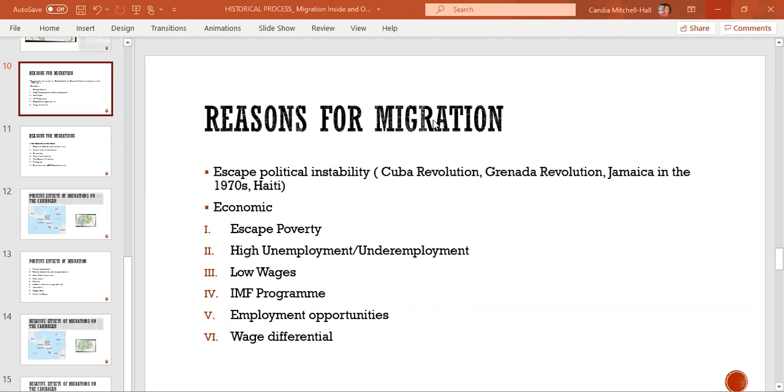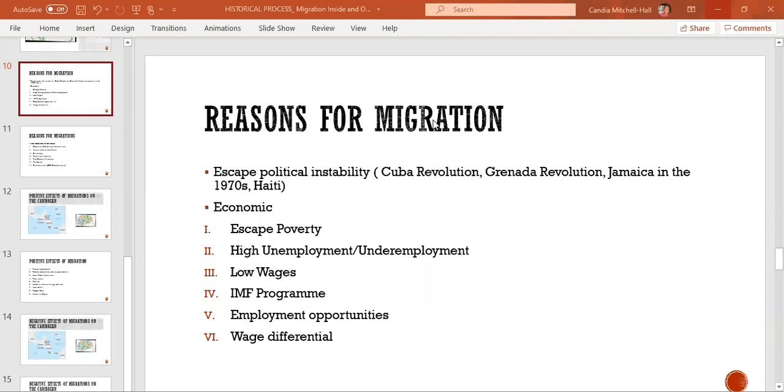Grenada Revolution. Before the revolution happened in Grenada, Eric Gairy would have oppressed quite a lot of Grenadians with his Mongoose Gang. They would have left Grenada to escape the political victimization. During the revolution under Bishop, people also would have left Grenada. Jamaica in the 1970s and 80s, a lot of political violence happened, and a lot of people left Jamaica because of the violence that was going on.